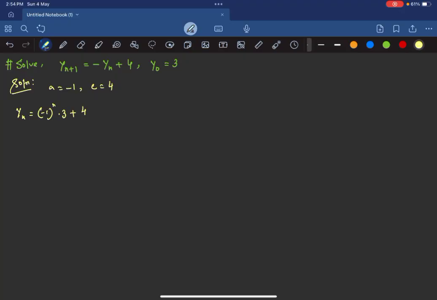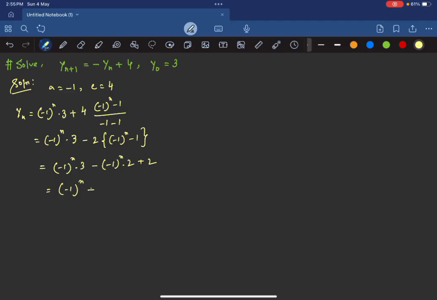So here a^n, a means (minus 1)^n minus 1, by minus 1 minus 1. So you can simplify: 3 minus 2 times (minus 1)^n minus 1. So what we have is (minus 1)^n into 3, minus (minus 1)^n into 2, plus 2. So you can simplify: (minus 1)^n plus 2. This is going to be yn. Okay, quite straightforward. If you know that formula, you can easily solve it.